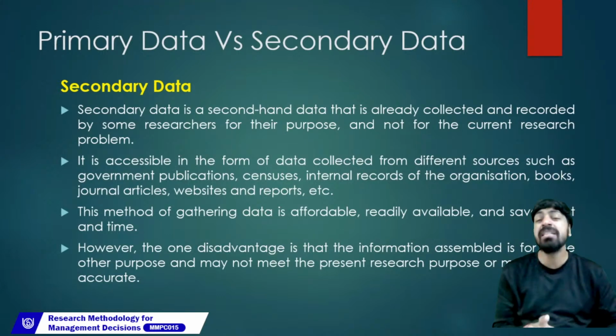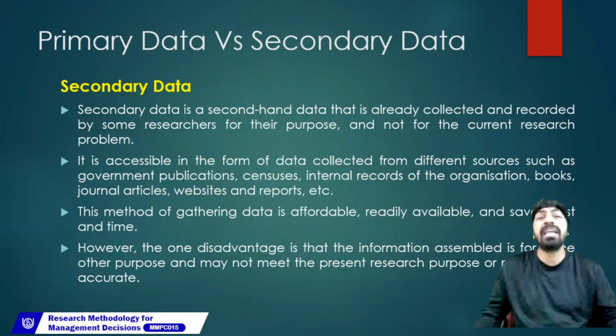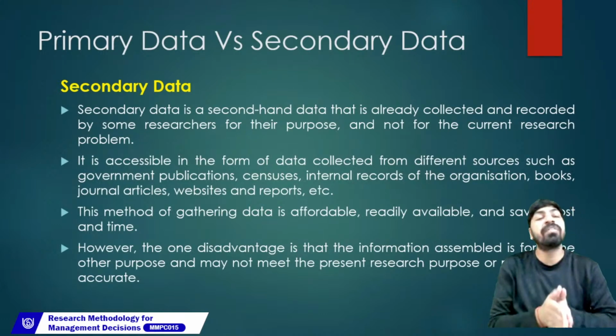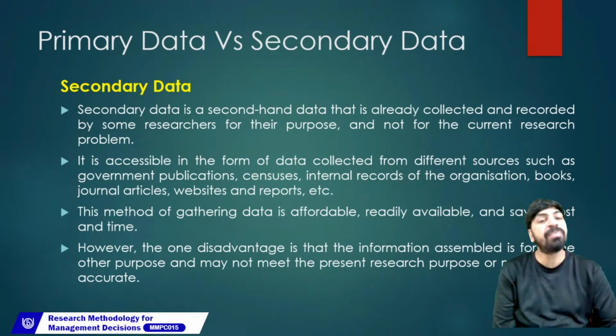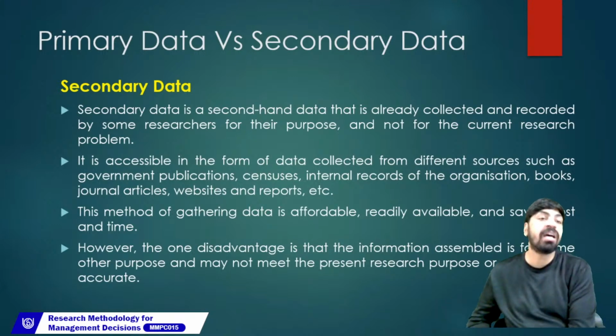One of the main disadvantages of this data is that the information was assembled for some other purpose, so it may not meet your present research purpose or may not be accurate. Sometimes secondary data may be inaccurate, which is not useful for your current research. That is the main disadvantage of secondary data, and that's why researchers mainly prefer primary data, which gives more accurate results.